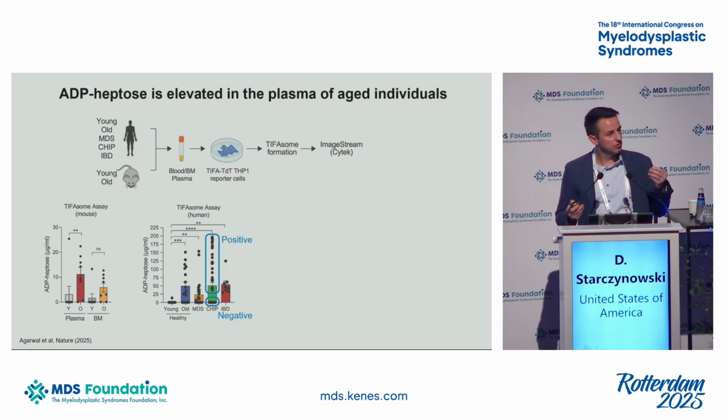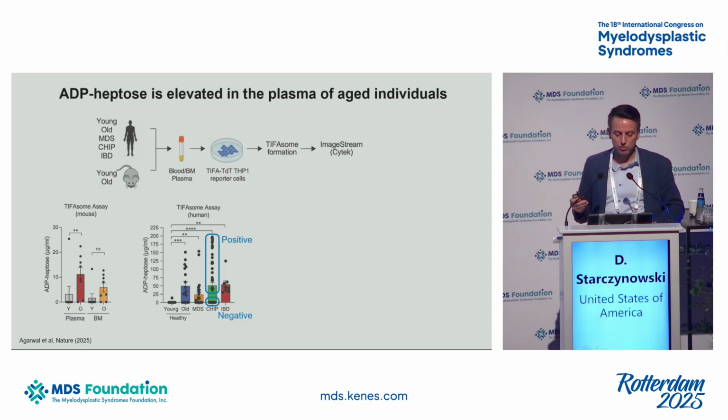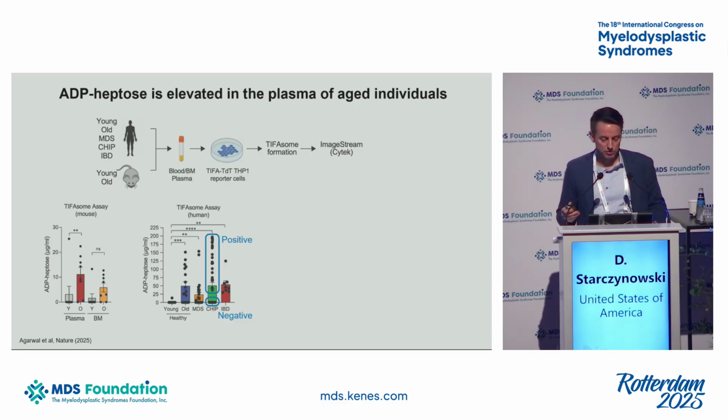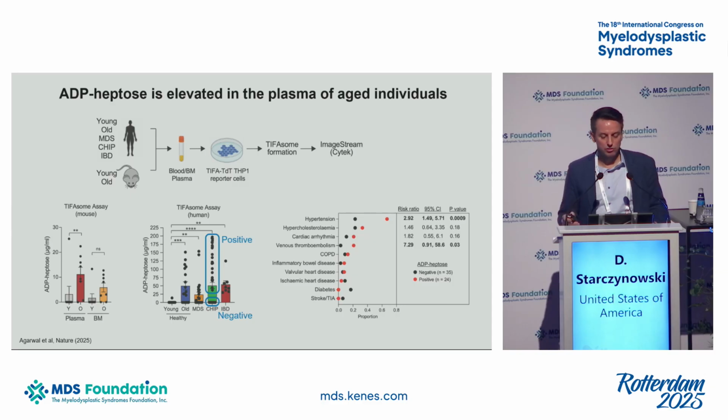So we wanted to look at this cohort a little bit more carefully and ask, if you have CHIP, so you have a detectable pre-leukemic cell, and you're positive for ADP heptose, are you any different than if you have CHIP but the absence of ADP heptose? And the answer is yes. You have an increased risk of some cardiovascular abnormalities, including hypertension and venous thromboembolisms.